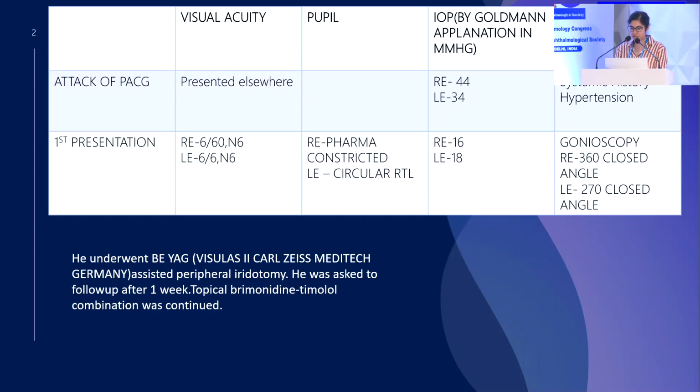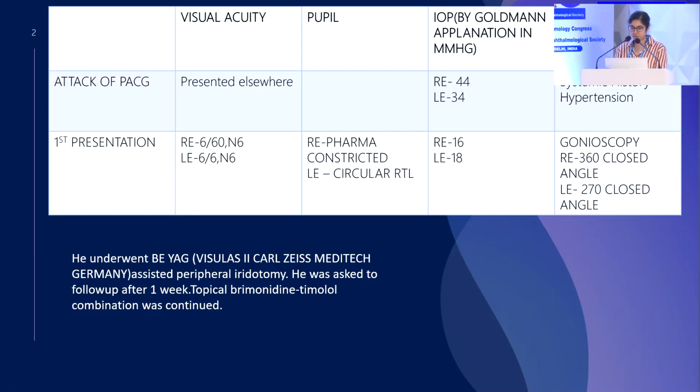When he presented to our OPD, the visual acuity in the right eye was 6/60, and in the left eye, he was having 6/6 vision. The right eye pupil was pharmacologically constricted since he was still taking topical pilocarpine. The intraocular pressure was maintained at 16 in the right eye, left eye was 18. On gonioscopy, the right eye had 360-degree angle closure, and the left eye had 270 degrees of angle closure.